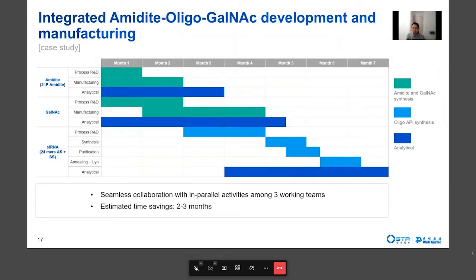Another case shown here is our unique integrated amidite, GalNAc, and oligo development and manufacturing project. Again, we have internal dedicated amidite and GalNAc teams working together with our oligo team for easier material inter-group delivery, troubleshooting, and method transfer. Here, the 2'-fluoro amidite is commercially available, but it is very expensive and has a long lead time at larger quantities. Producing it in-house increases project flexibility and reduces the risk of unexpected supply chain interruptions.